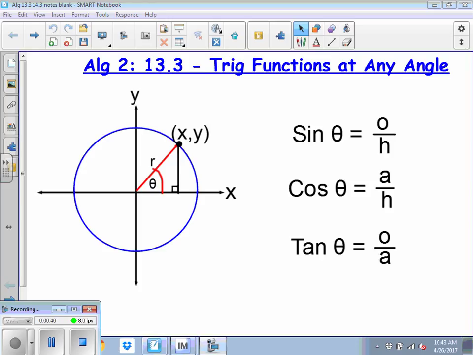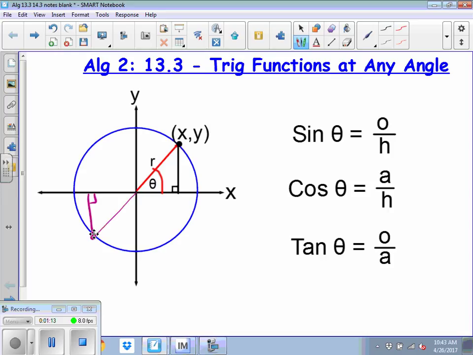You're going to draw a line from that point to the origin. That is your hypotenuse. Then you're going to draw another line, and you're going to drop it down to the x-axis. So it doesn't matter where that point is. If that point is over here, that's your hypotenuse, and you're going to draw a line directly to the x-axis. That's going to create your right triangle that you're going to be able to use to find those values.